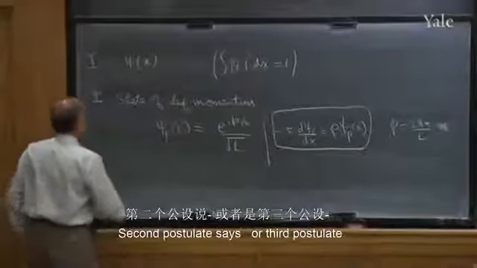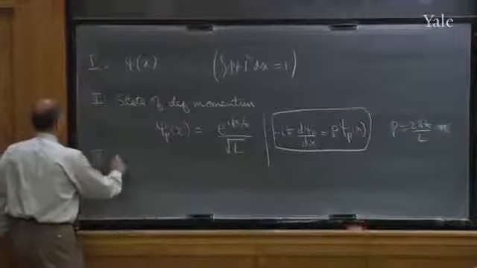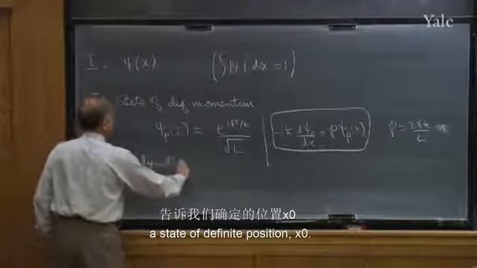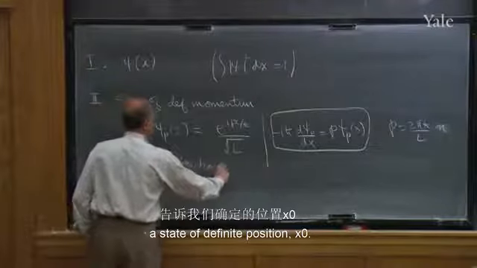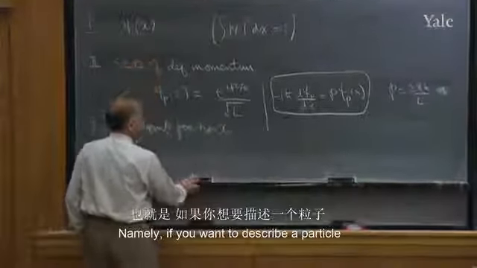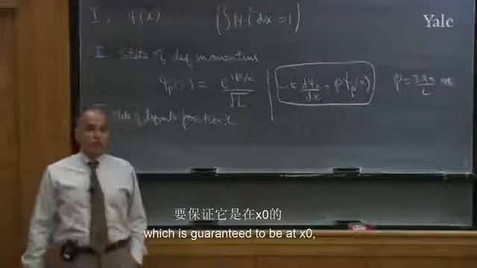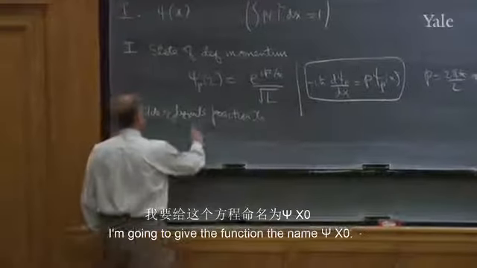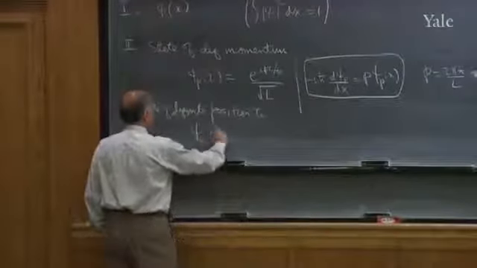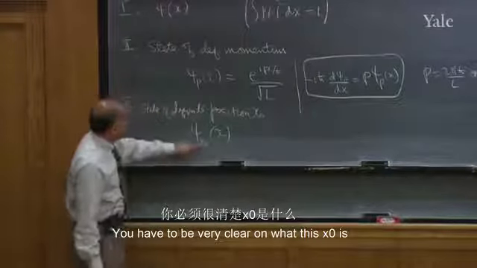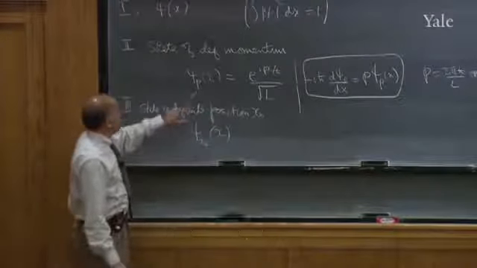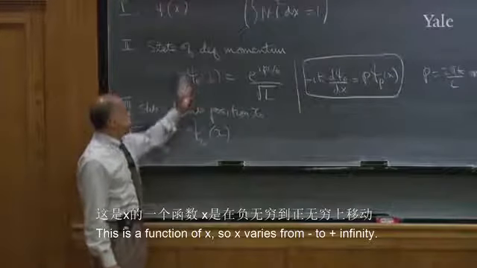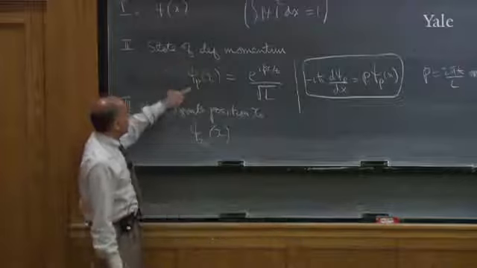Second postulate says, a third postulate, a state of definite position, x naught. Namely, if you want to describe a particle which is guaranteed to be at x naught, what function describes that? I'm going to give the function the name psi subscript x naught. You have to be very clear on what this x naught is and what x is. Okay? This p is a label that says something about the wave function. This is a function of x, so x varies from minus to plus infinity. This is a label for the state.